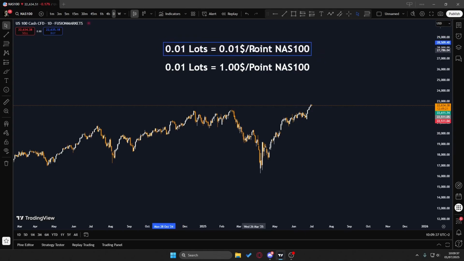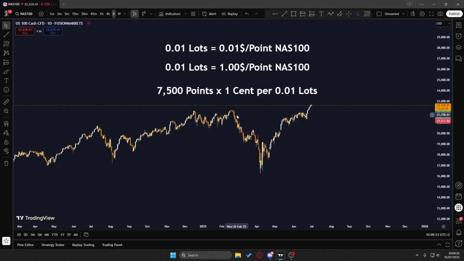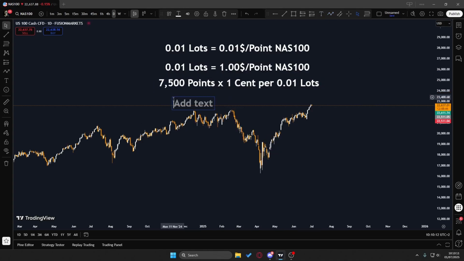So in my case here, we would simply multiply 7,500 points. Okay, we take our 7,500 points, multiply it by 1 cent per 0.01 lots. So what we would do is multiply 7,500 by 1 cent, so 7,500 cents. And then what we do from there, simply divide that by 100 to get the dollar amount. So effectively we can just take our 7,500 and turn it into $75.